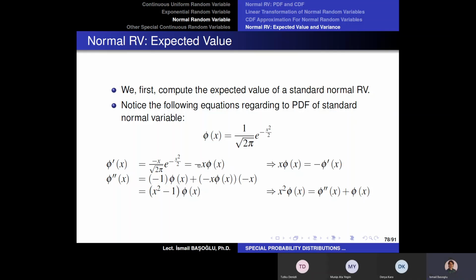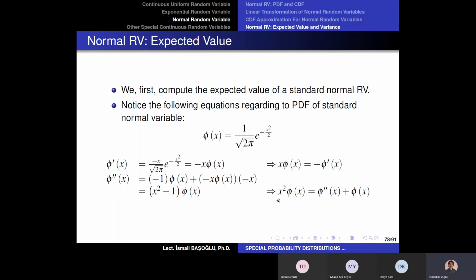We calculate the first derivative of the first function times the second function, which is minus 1 times phi x, plus the first function itself times the first derivative of the second function. Okay? So remember now, the first derivative of the first function times the second function plus the first function times the first derivative of the second function. And the first derivative of the second function is already calculated here, minus x phi x, right? So we write it here, and then we get x squared minus 1 phi x as the second derivative.